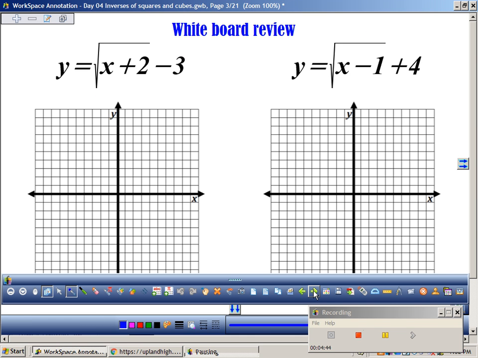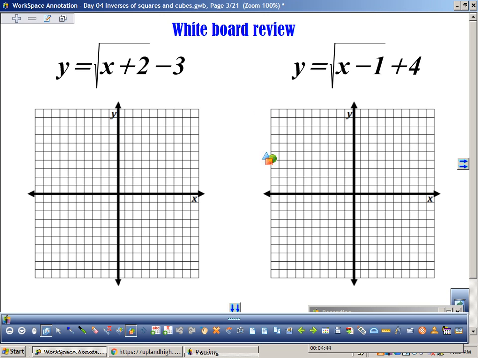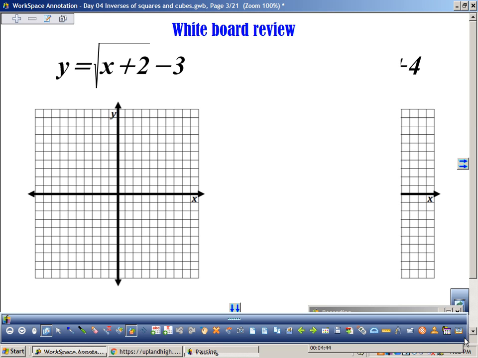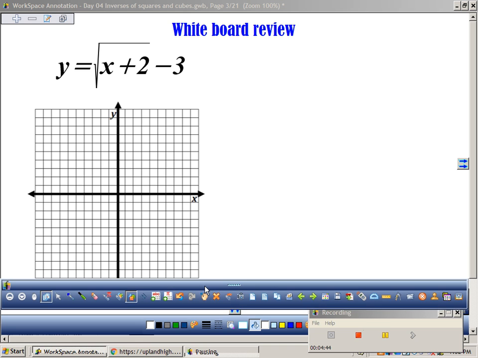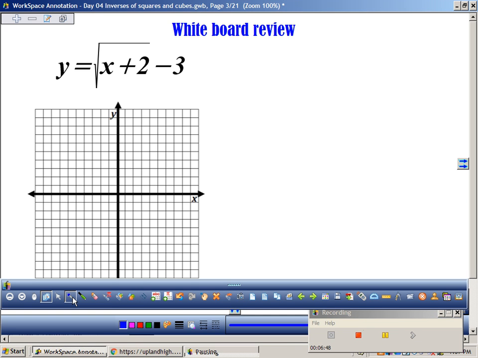Okay. Let's do some whiteboard review. Can you guys graph this for me, please? No? What do you mean no? Graph that for me, please. Okay, so we're at about 50%, which I'm not too happy about, but we'll fix this. Okay, so H, or my horizontal shift, is going to be left 2.